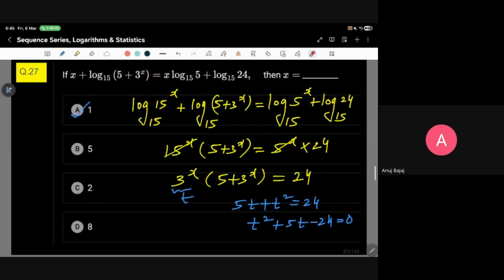Yes, any doubt here in this? When log and normal x are together, you have to somehow manipulate this x into the log form because this log cannot be manipulated further.